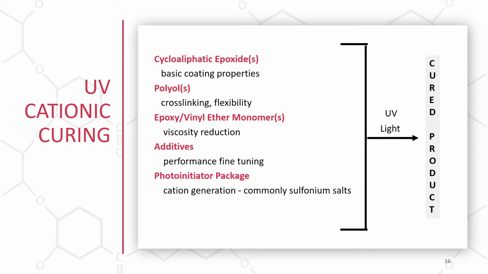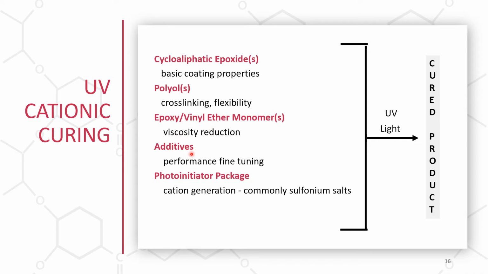And what I have here illustrated on this slide is a generic typical formulation for cationic curing. The bulk and basic coating properties come from an epoxide, and these typically are cycloaliphatic epoxides. So they give you your basic curing properties. You have polyols in the system for cross-linking to give some flexibility. Then there may be other epoxy or vinyl ether monomers for viscosity reduction. These tend to be very low viscosity materials, so you'll lower your viscosity, for example, if the requirements of your application equipment need something that's low, such as inkjet.